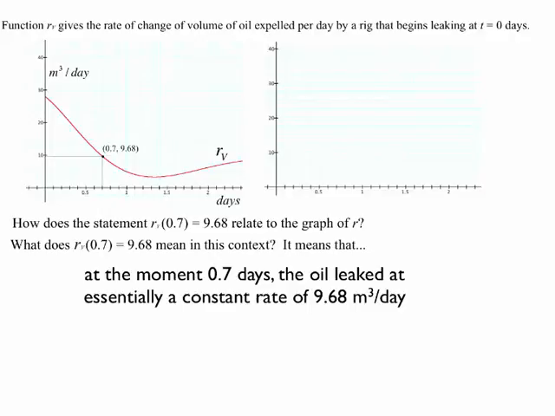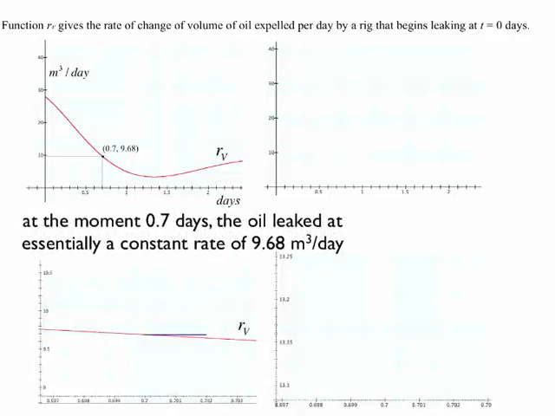This is really crucial, that this is how you're interpreting the values of the dependent variable, or the y values, when you have a rate of change function. Meters cubed per day. At that moment, 0.7, whatever the value of that dependent variable is, it's essentially a constant rate for that very small interval, or that moment at 0.7. Okay, remember that from the reading? So here I'm showing a zoomed-in version with a different scale.